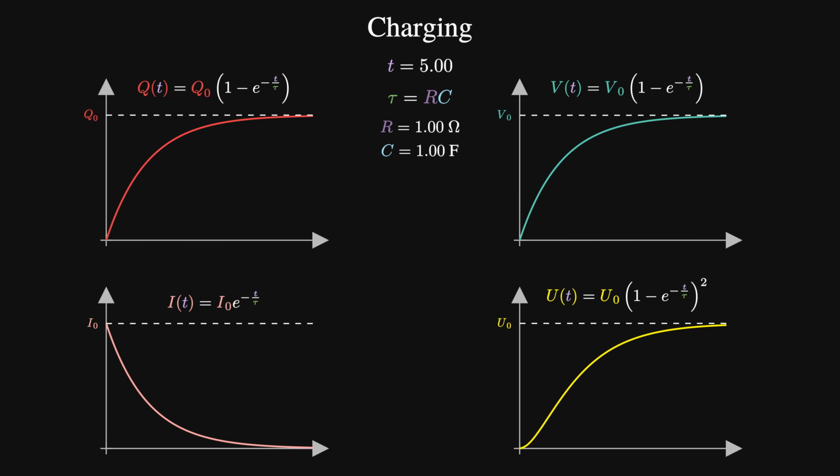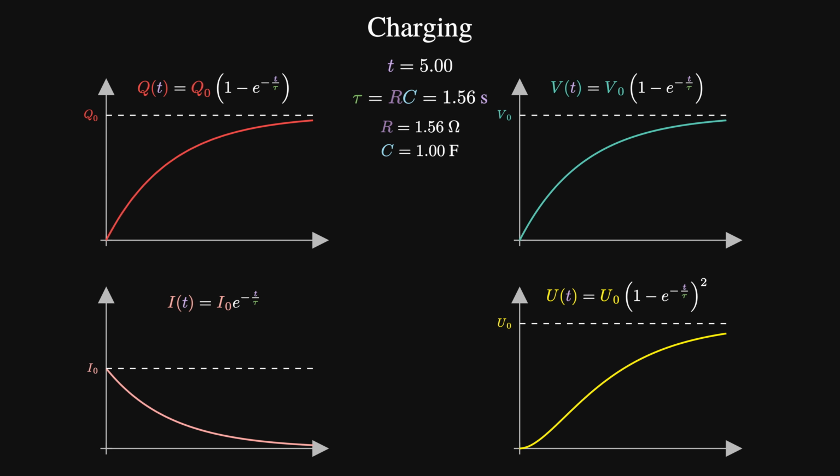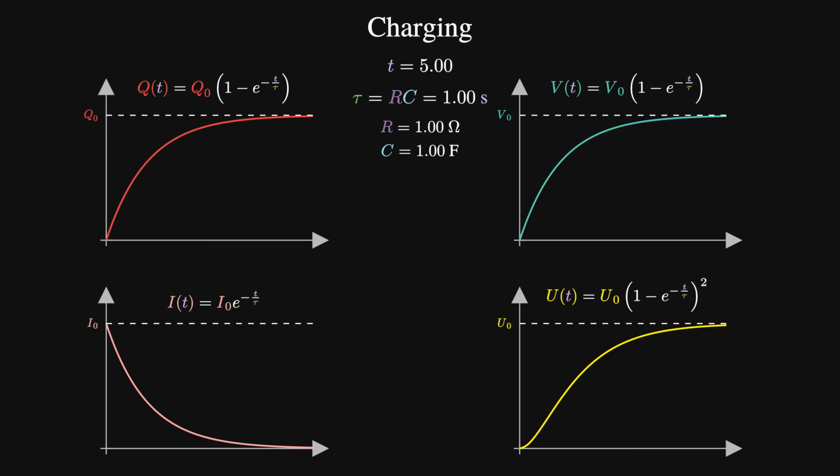Let's break down each graph individually, as there is quite a bit going on here. First of all, when increasing R, no matter what, tau increases. And as we know, this is the deciding factor for how long the process takes. So the process takes longer now. But there are also the constants Q0, V0, I0, and U0. When varying R, Q0, V0, and U0 stay unchanged, but I0 does in fact vary, as this is equal to V0 over R.